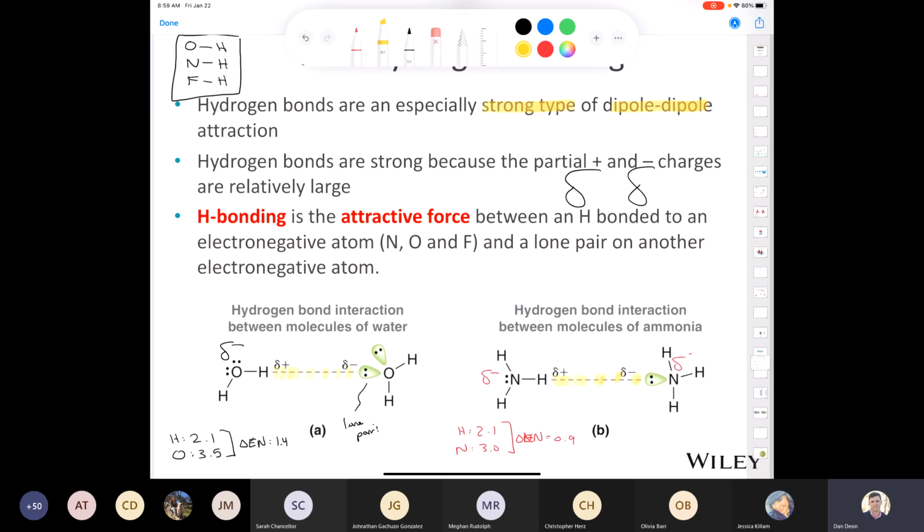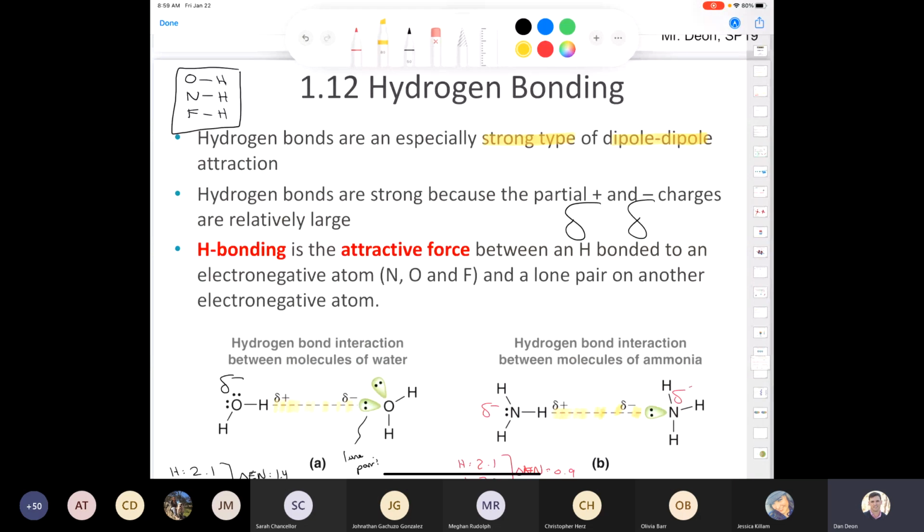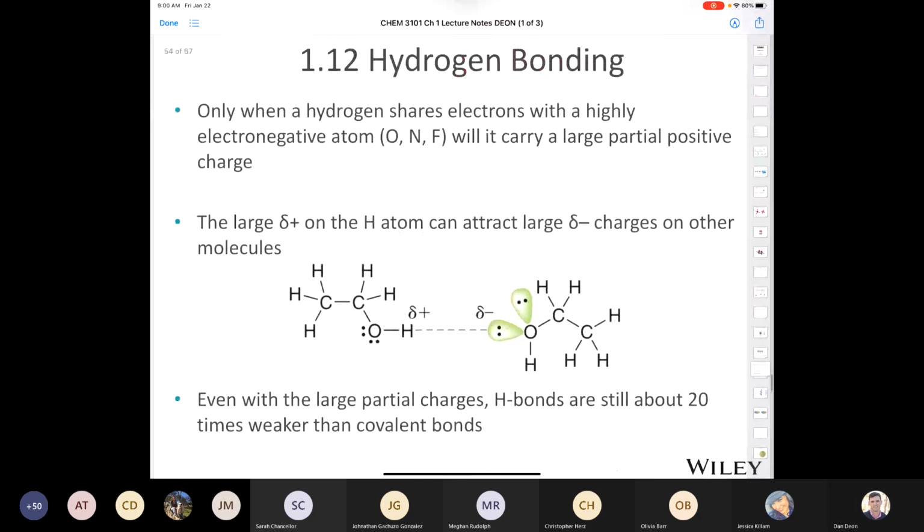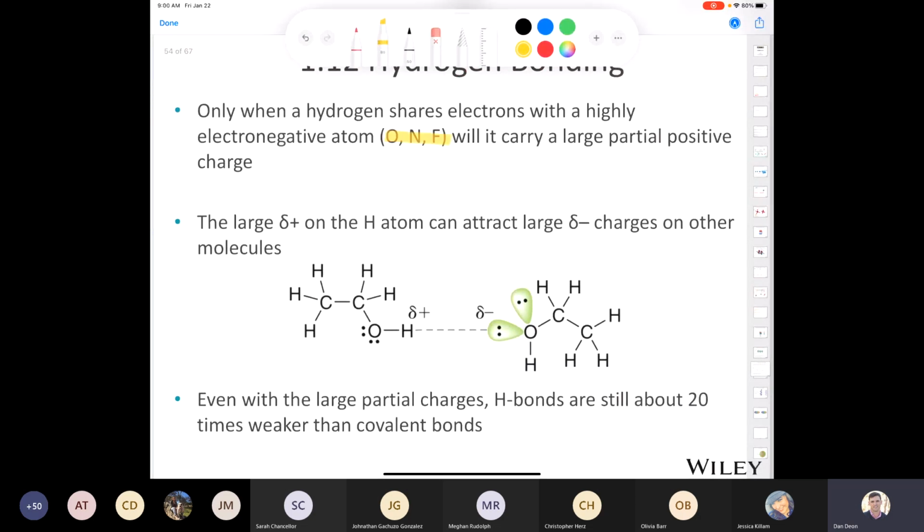So that's hydrogen bonding. Again, the only time we see hydrogen bonding, if you don't have any oxygens in your molecule, you do not have hydrogen bonding. If you don't have any nitrogens or fluorines, if you don't have one of those three elements, hydrogen bonding is impossible, as we say in French. It's impossible. Okay, let's take a look at another example here. Again, you've got to have ONF. You've got to have oxygen, nitrogen, or fluorine, okay? Because those atoms carry a large partial negative charge. The delta plus on the hydrogen can attract the large delta minus charges on the other molecule.